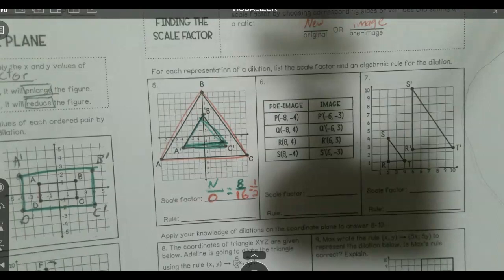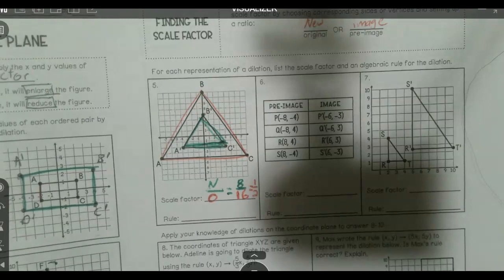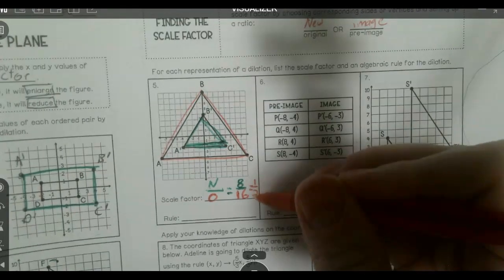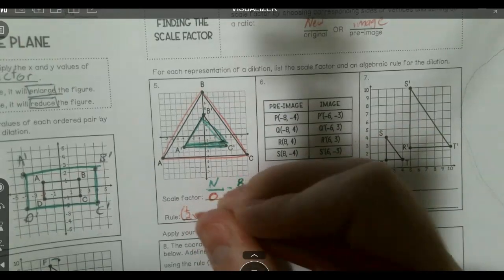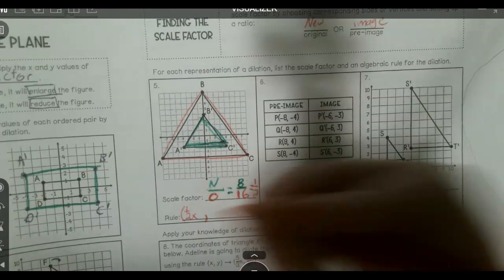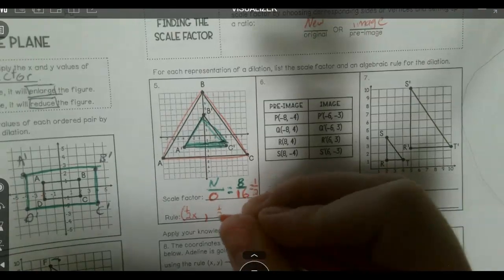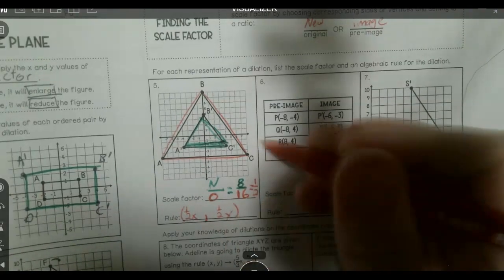Well done! The rule, since we're taking the original times the scale factor, means we are multiplying x by 1/2. We are also multiplying y by 1/2 to get that shape.